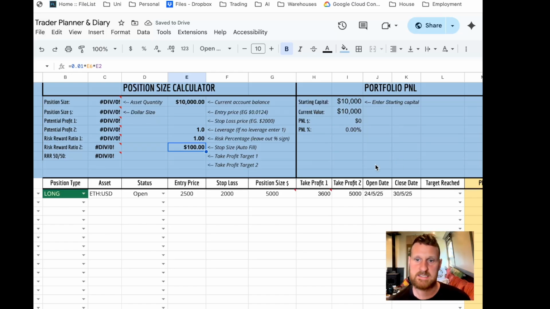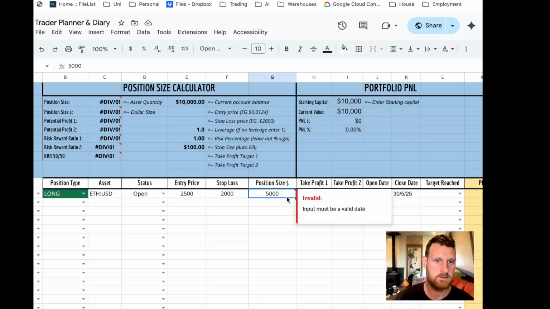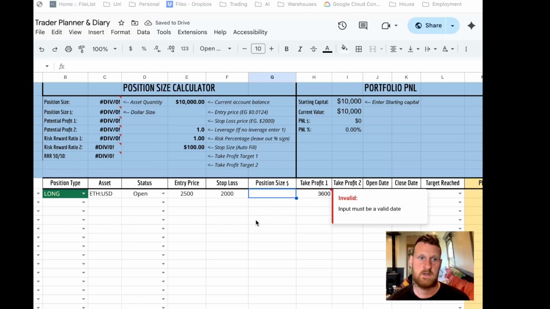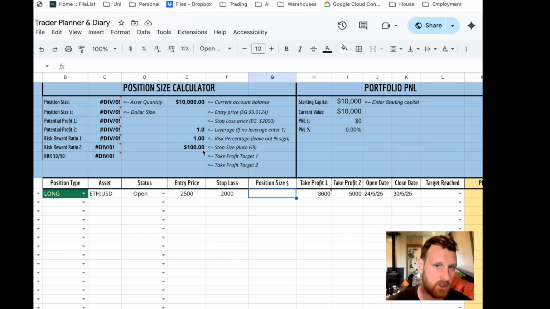I've set up an example Ethereum trade down here with some parameters: entry price, stop loss, take profit 1, take profit 2. We don't know that one yet. So I'm going to show you how with $100 stop loss you can actually enter a position with $500. It's pretty cool, right? Let me show you how that works.